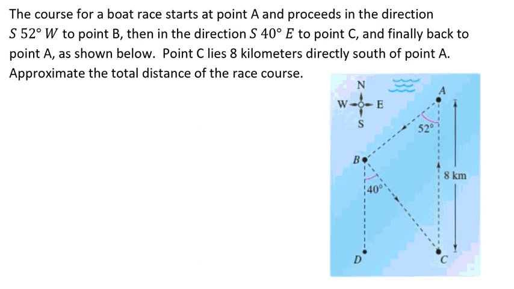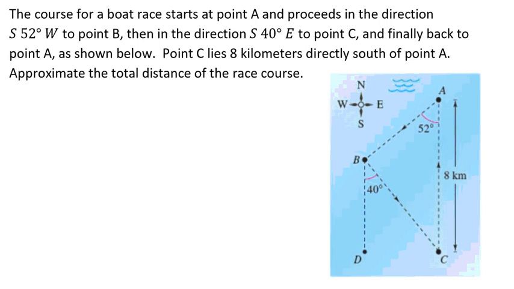So in this video, we're going to see an application of the law of sines. Our question states, the course for a boat race starts at point A and proceeds in the direction south 52 degrees west to point B, then in the direction south 40 degrees east to point C, and finally back to point A as shown below. Point C lies 8 kilometers directly south of point A.